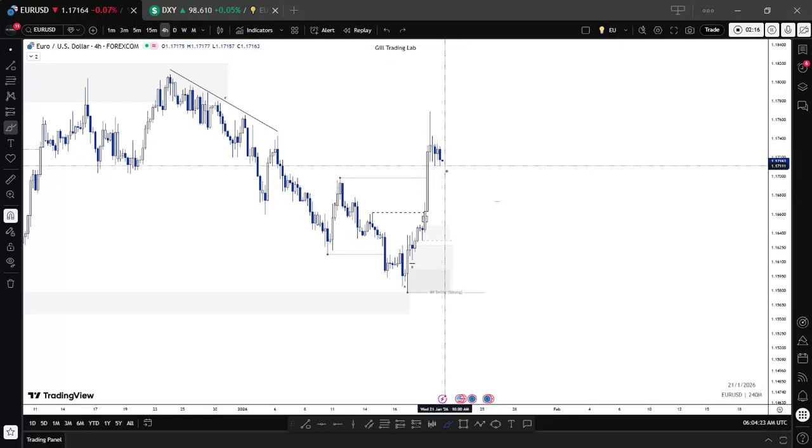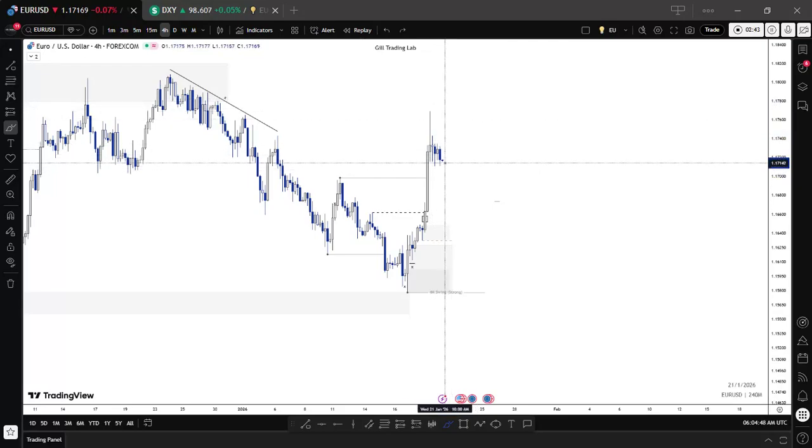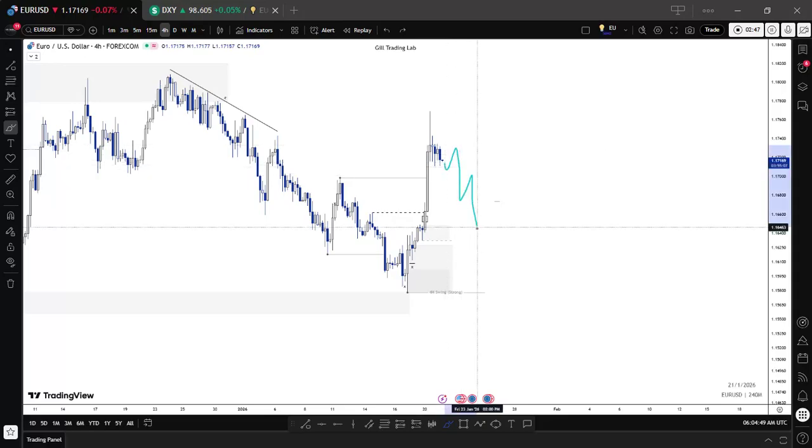If there wasn't this wick, I would be interested in following the order flow, because currently the fractal order flow is bullish, and I'd like to follow it. But because of this wick, I can't trade against it. Which gives me my bias for the session: I'll be looking for shorts to play this swing pullback.